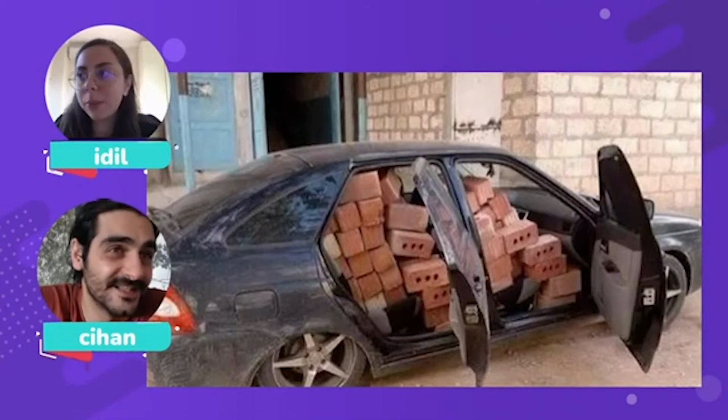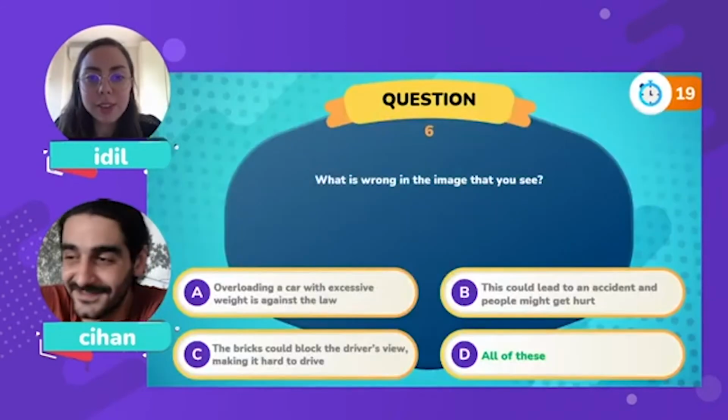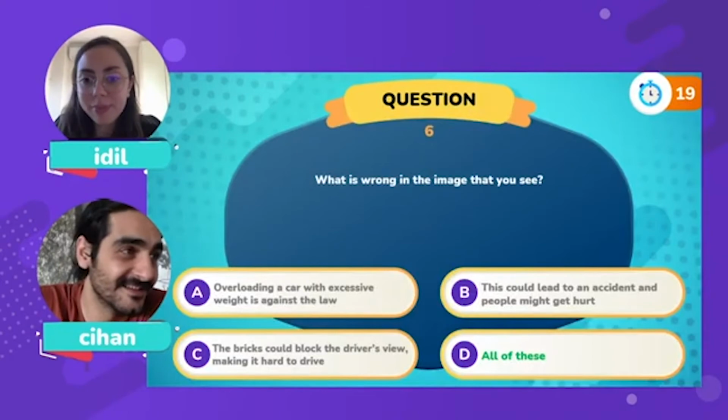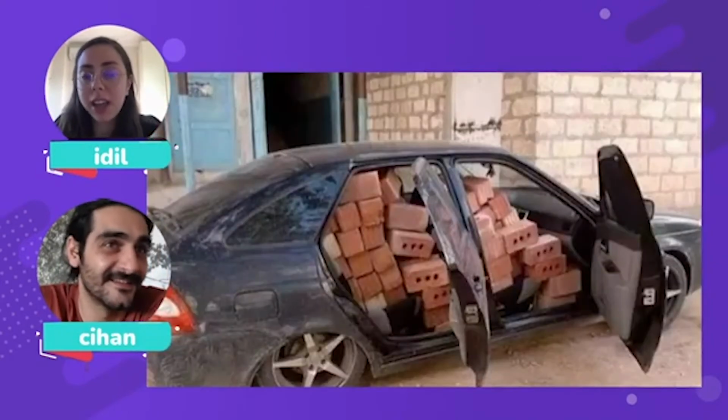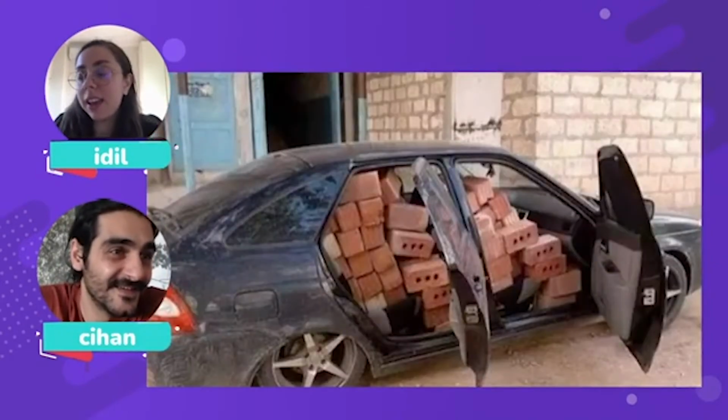And this is a good example for that. So you're not supposed to carry a weight that's over the weight limit of your car. And in this case, it's definitely heavier than the weight limit. And this might lead to a lot of consequences that we don't want to see.